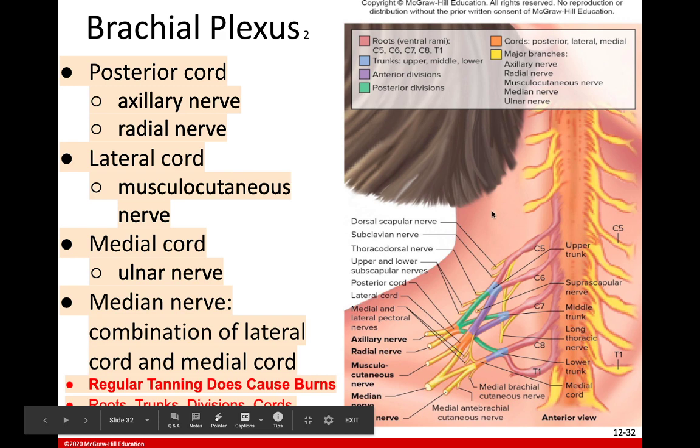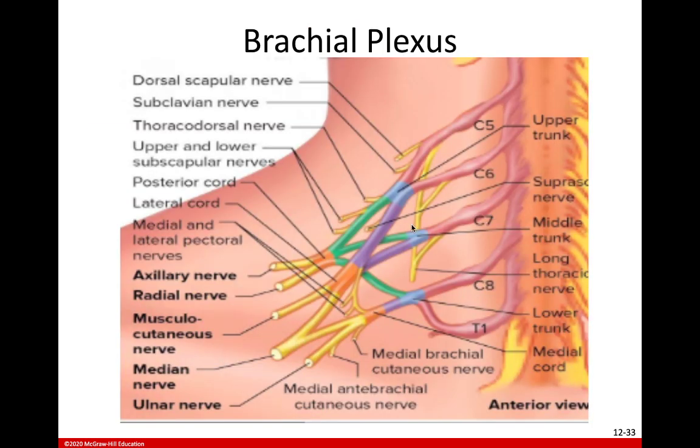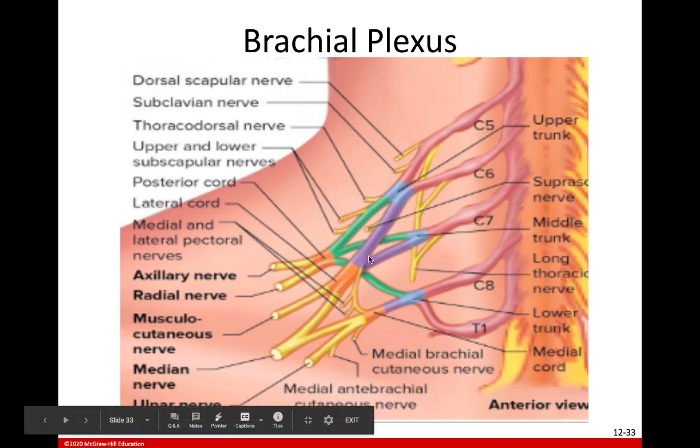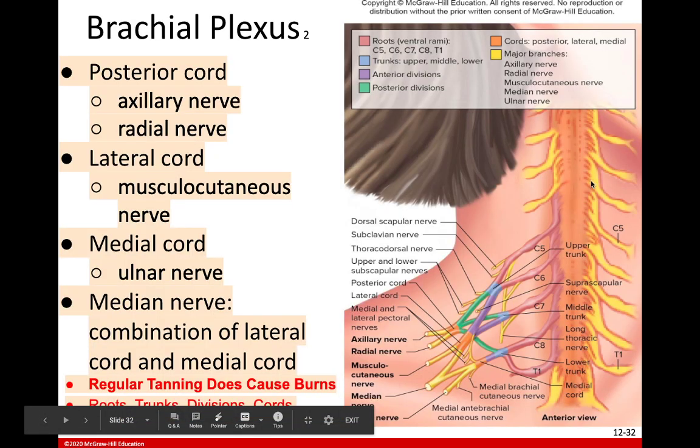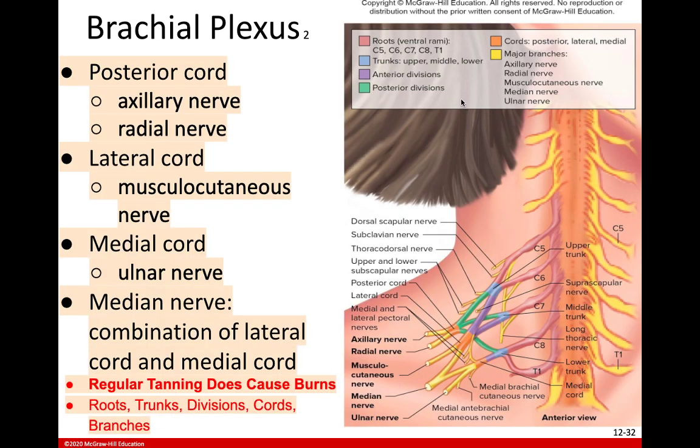And we will look at some other diagrams. I have it more blown up here again. And these different colors, guys, are also showing you the trunks, the divisions, the roots. The red are the roots.